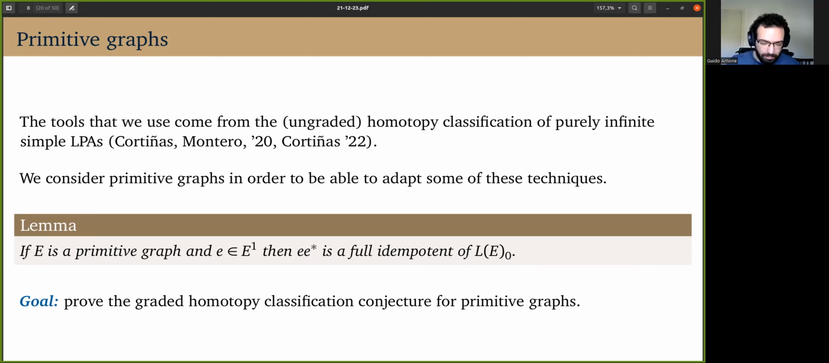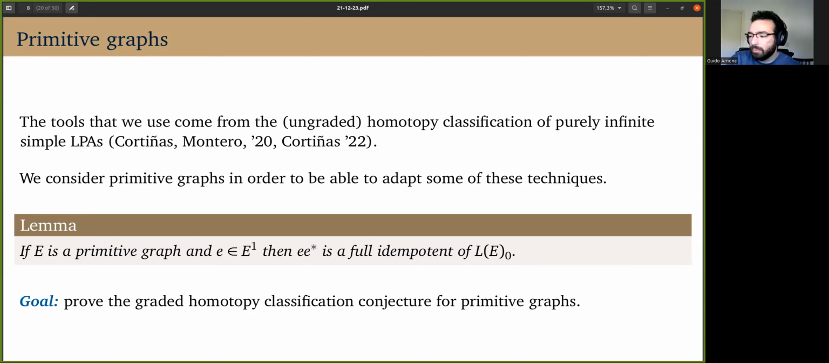Concretely, what we mainly use, but I think this is most likely equivalent to it, is that if E is a primitive graph and you have an edge, then the idempotent EE star associated to it is a full idempotent in the degree 0 component. So you can get one by multiplying elements to EE star and summing, but you can also choose them to be of degree 0. This is much stronger than just saying that this is a full idempotent in LE. It is a full idempotent in LE0.